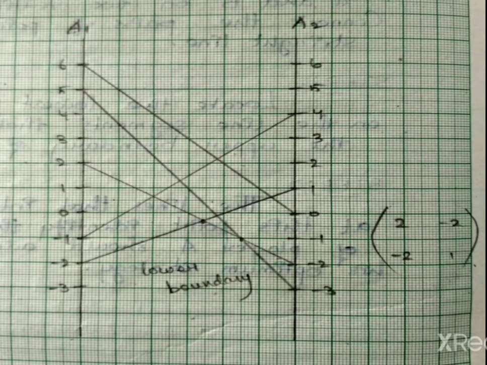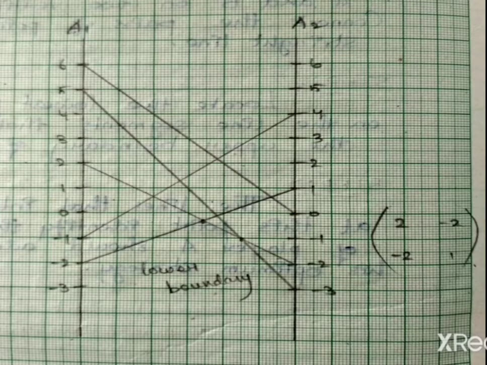The first point is 2 and -2. On A1 you have to mark the point 2 and on A2 you have to mark the point -2. So 2 and -2 will be joined. That is your first line. The second point is -1 and 4. So on A1 you have to mark -1, and on A2 you have to mark 4. You have to join these 2 points. The next one is 5 and -3.